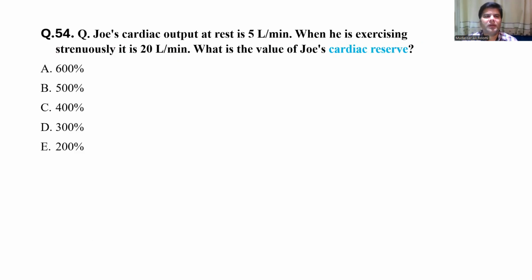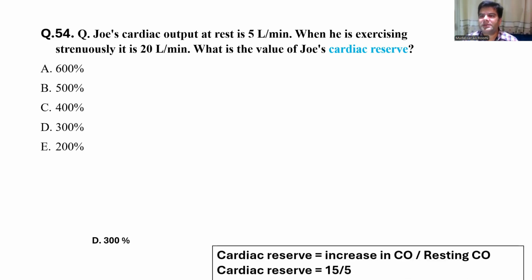Next question is, Joe's cardiac output at rest is 5 liters per minute. When he is exercising strenuously, it is 20 liters per minute. What is the value of Joe's cardiac reserve? And the options are: A, 600%; B, 500%; C, 400%; D, 300%; E, 200%. The answer is 300%.